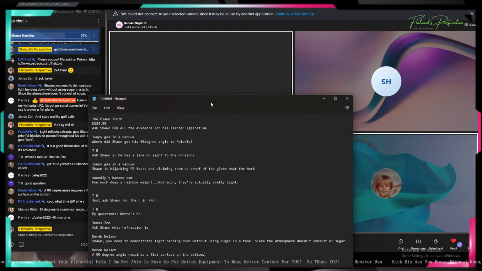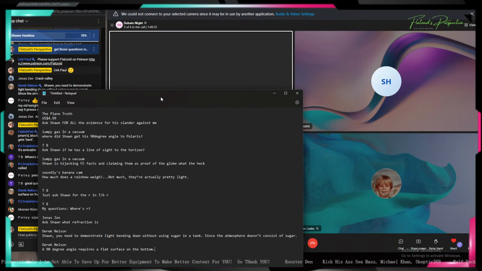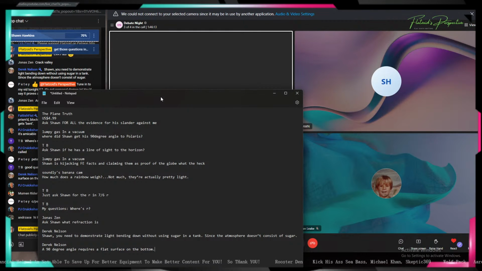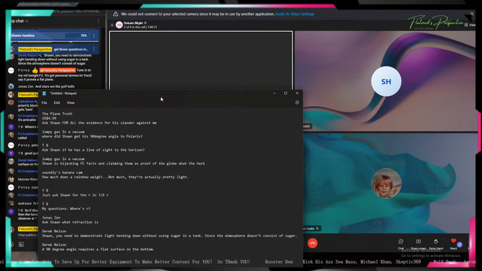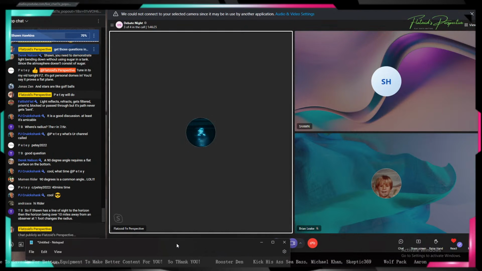And TB: just ask Shawn for the R in 7 over 6R. So he's looking for the radius. The question is, where's the radius in 7 over 6R, and measure. Can you repeat that? Ask Shawn for the R in 7 over 6R. My question, where's R, and measure? It's measured by spherical excess.